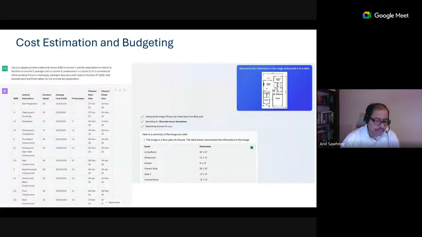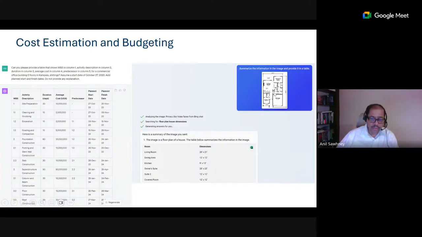I did a little example. I basically uploaded in my ChatGPT a 2D plan. You can see a simple plan of a residential unit, and then said, hey, can you please provide a table that shows the work breakdown structure and put the information in these columns, assume this as the start date, and do all calculations. So it can actually do the calculations for area calculations like here. So it read everything.